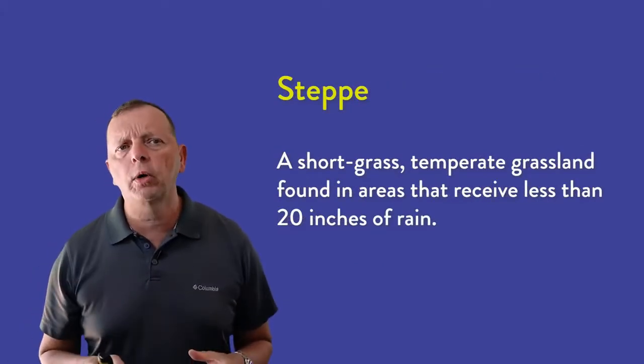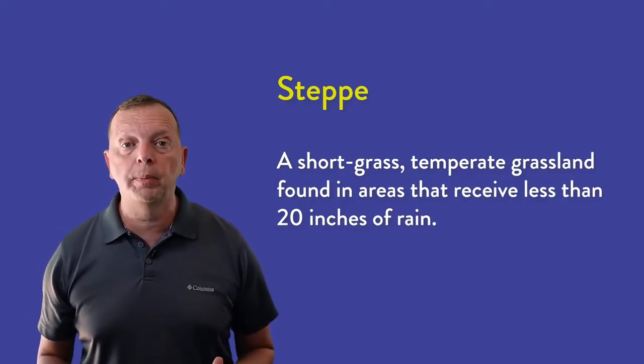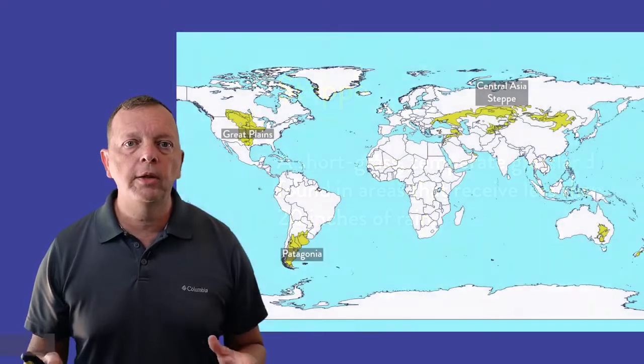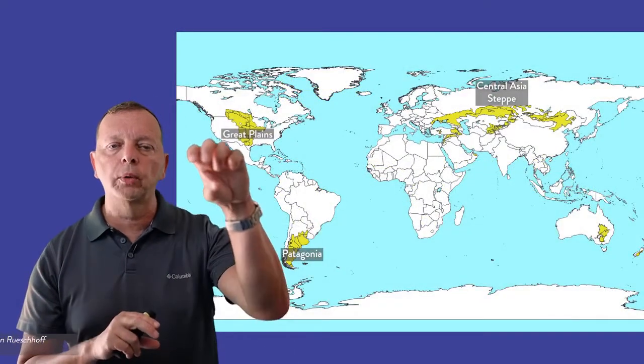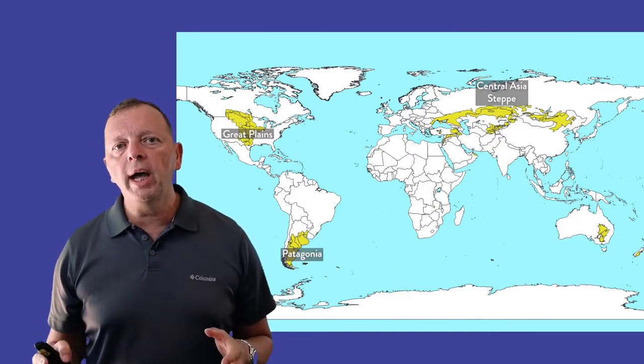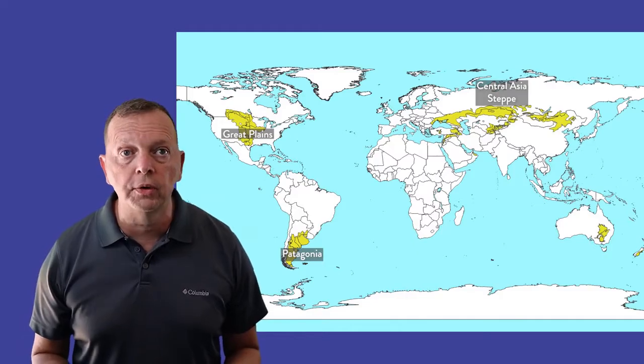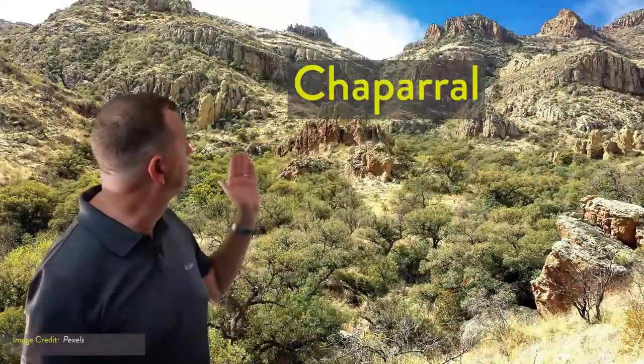A steppe is a type of short-grass grassland that is found in regions that receive no more than 20 inches of precipitation throughout the year. The American Great Plains, that stretches from northern Texas all the way up through Kansas and into Canada, is actually a steppe. We also find steppes in Central Asia, where continentality has reduced the amount of precipitation that a region receives. Then we have something called a chaparral.